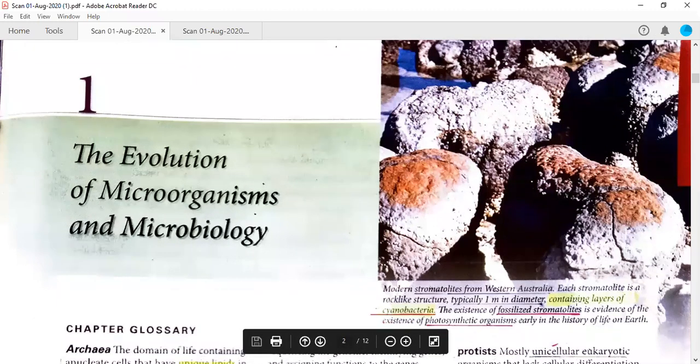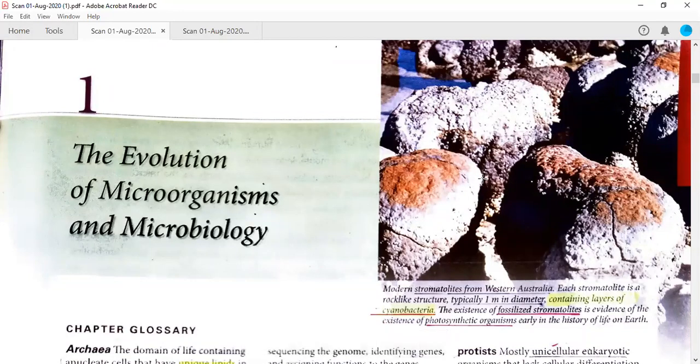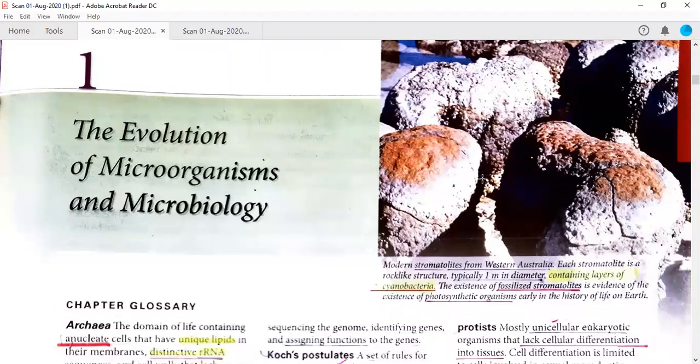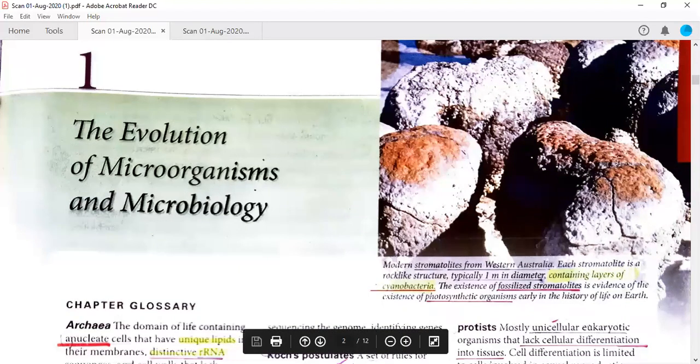which is a kind of evidence of the existence of photosynthetic organisms early in the history of life over Earth. So today they are the major evidence that earlier the cyanobacteria was a major organism for photosynthesis over Earth. And the cyanobacteria have contributed a major portion in the oxygenation, you can say, the evolution of oxygen over Earth, or in photosynthesis.